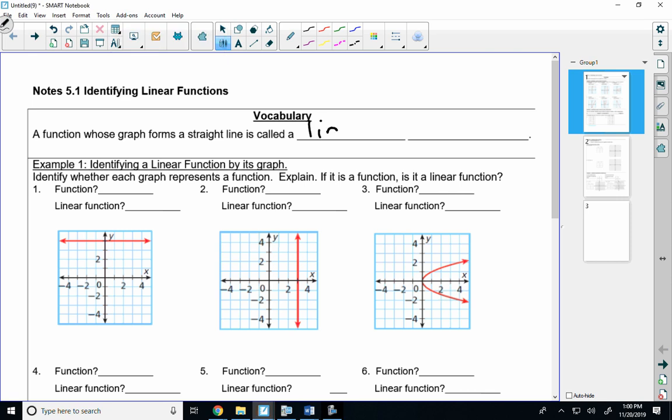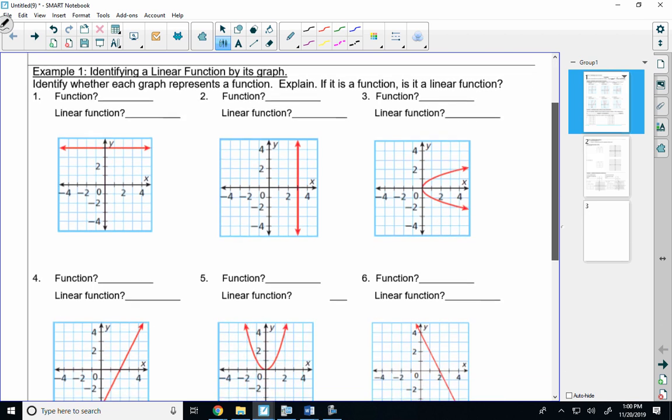Okay, so first thing that we're going to do, a function whose graph forms a straight line is called a linear function. For this first part, which is going to be exactly the same on your worksheet, there's two questions it's going to ask. Is it a function? Is it a linear function? First you have to determine if it's a function. Remember, for a function, every input has exactly one output, and the way we do that is a vertical line test. As long as a vertical line only intercepts the graph in one spot, which it does in this case, yes, it's a function. That's the first question.